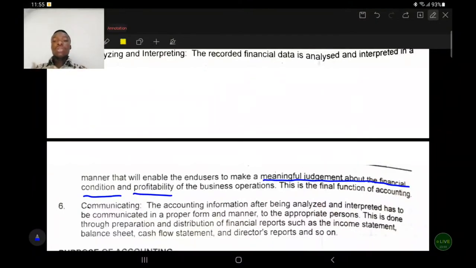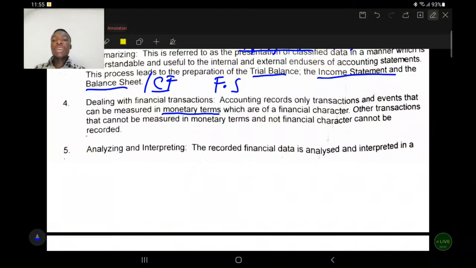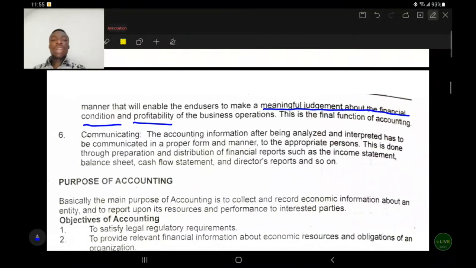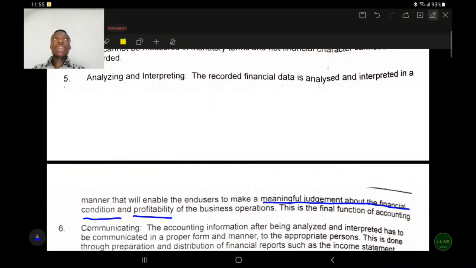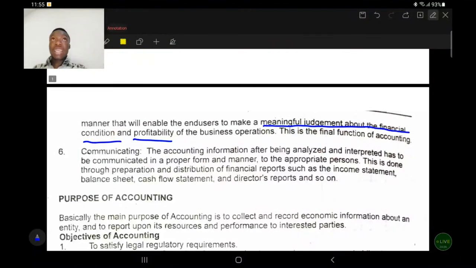So once you are done with the recording and the financial statement is published, users are able to make an informed decision; that's where they will interpret. Once you publish it through communication, users are able to make better informed decisions about the profitability, investment purposes of the company and other matters. So this is the basis. Let's get it right.